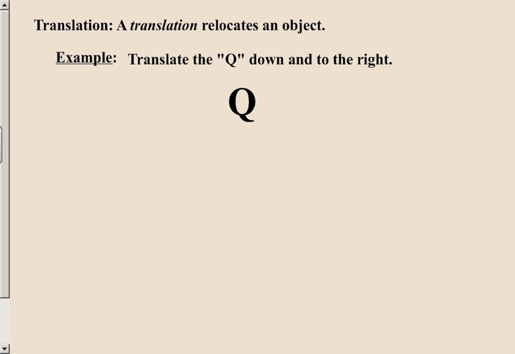Okay, now translation. Okay, translation is simply relocating an object. Okay, so if we're looking at an example, translate the Q down and to the right. Well, clearly there's not real rocket science going on there. We're just translating it down and to the right.